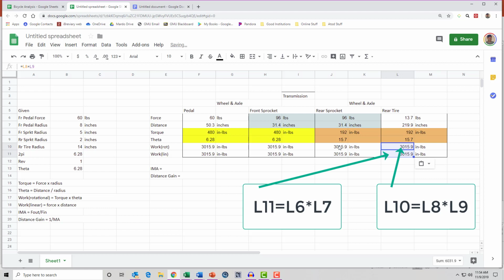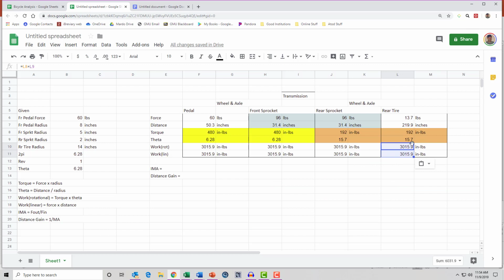Yay, my numbers work. Okay, so first thing I want to show from here is the work in does equal the work out all the way through the system. Secondly, our mechanical advantage is the force out over the force in. So my mechanical advantage is my force out divided by my force in. And lo and behold, I'm getting actually a number less than 1. So I'm not gaining any force out of this. This is not a force multiplier.